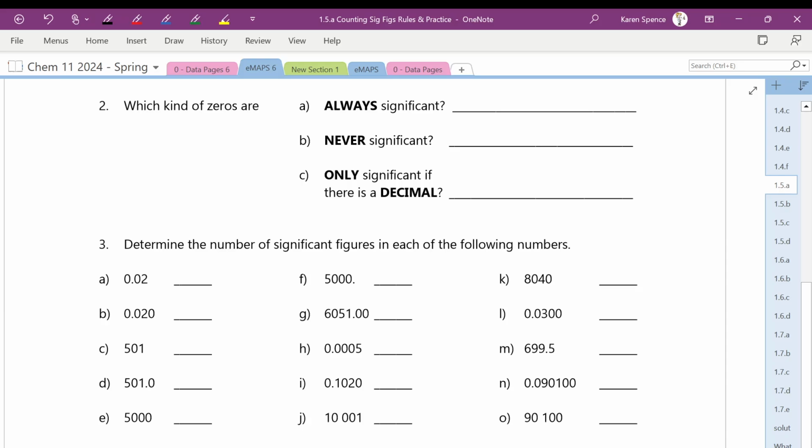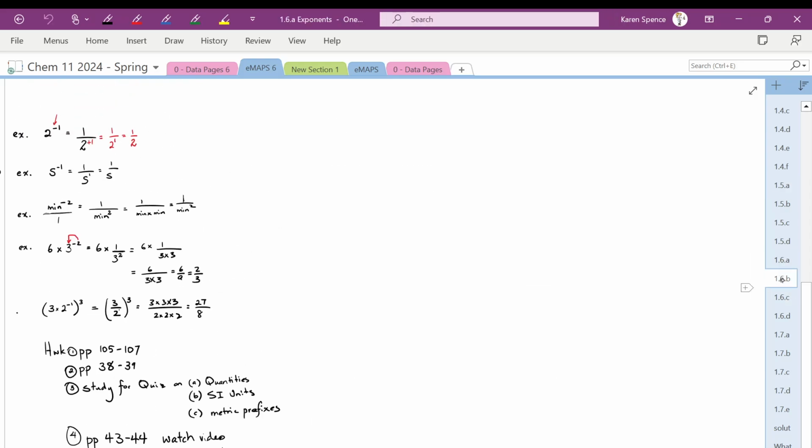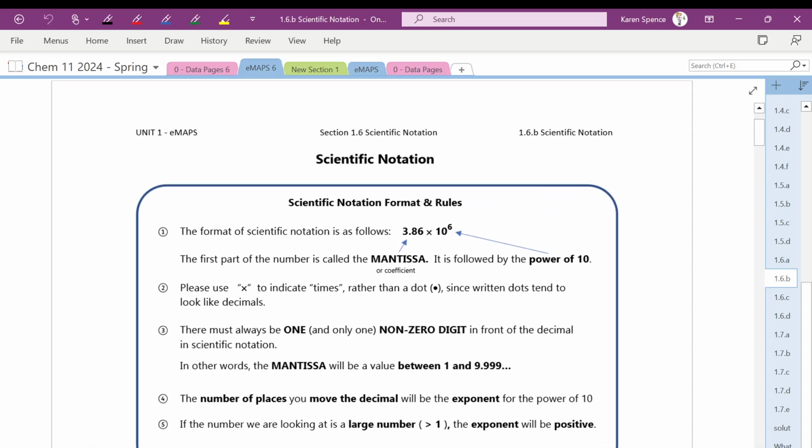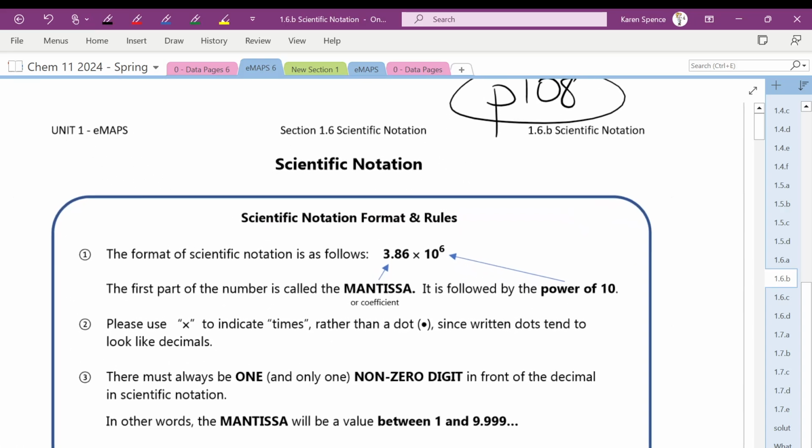There we go. Are we ready to try some scientific notation? So we can do sig figs with scientific notation. Nobody's answering me. I'm going to say yes. Yes, we are. Okay, we're going to be on 1.6b. This is page 108.